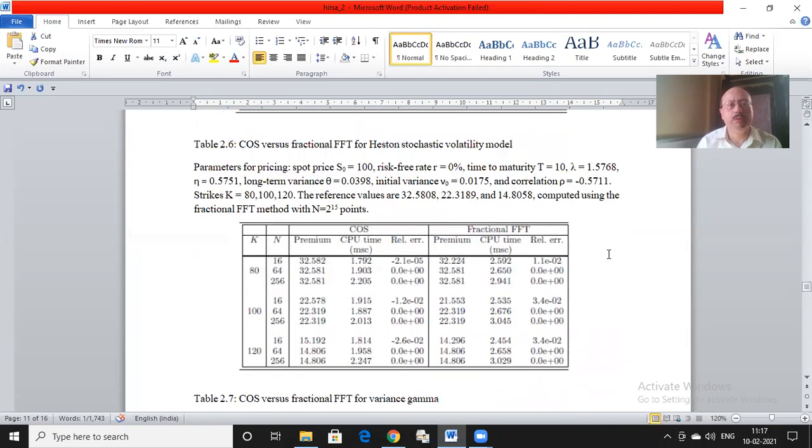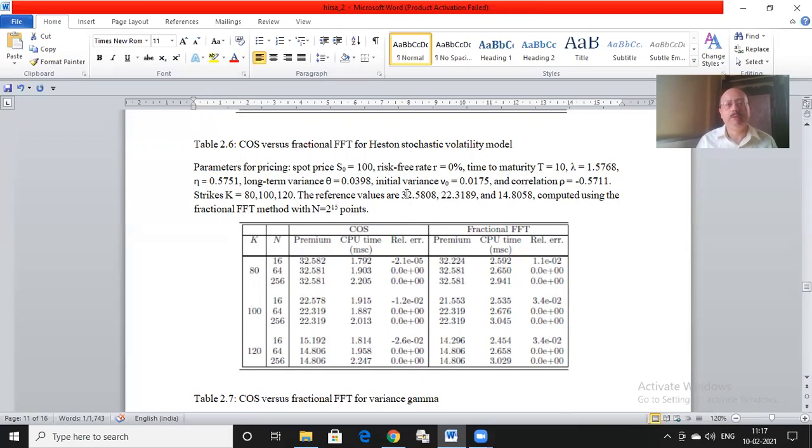Okay, so now let us come to other models where analytical prices are not available. Let's talk about the Heston stochastic volatility model. For the Heston model, again, we take similar parameters. Initial stock price 100, and we take the risk-free rate to be 0 to make the calculation simpler. Time to maturity is longer. The other parameters for the Heston model, lambda, eta, theta, mu naught, rho, are chosen like this. You can match with the model and find out what these things mean.